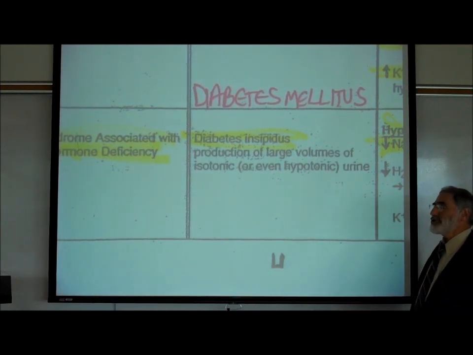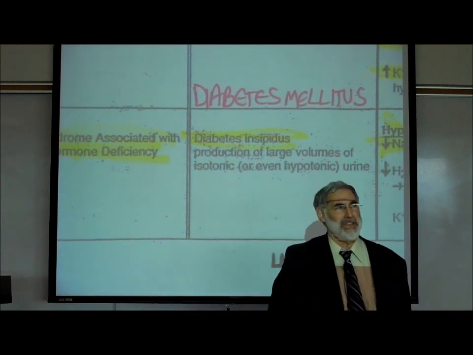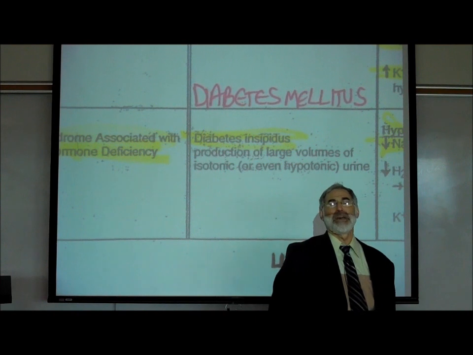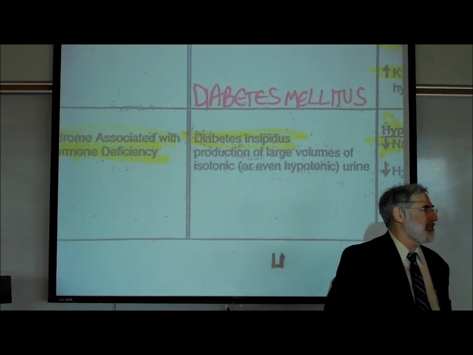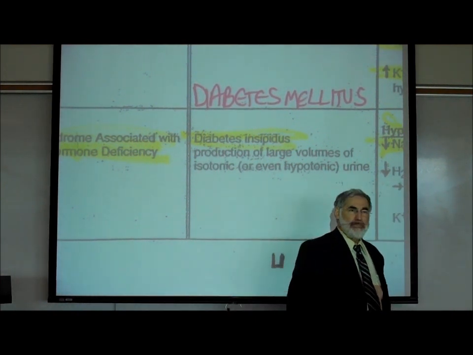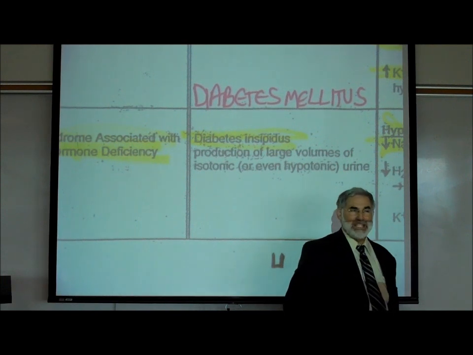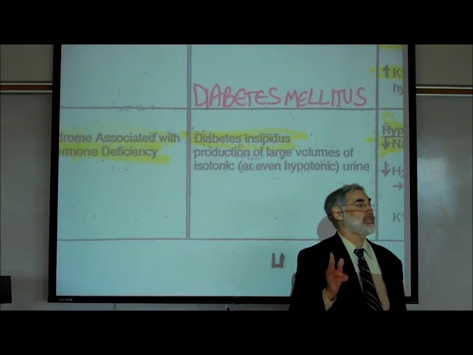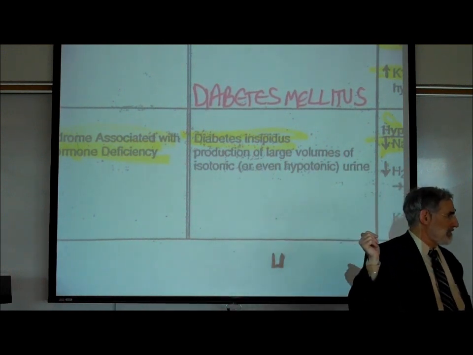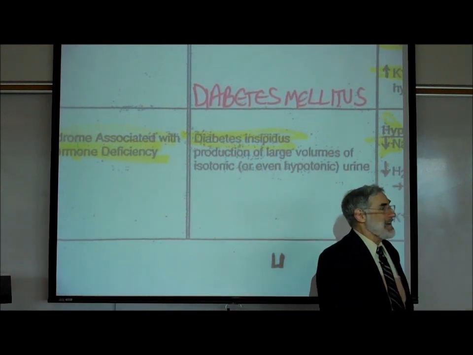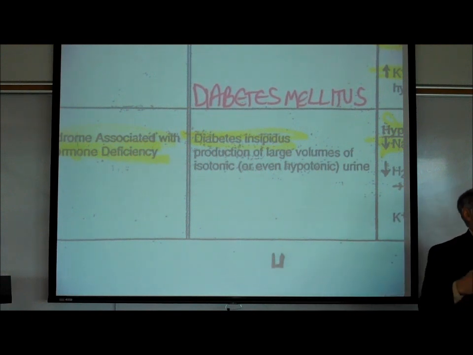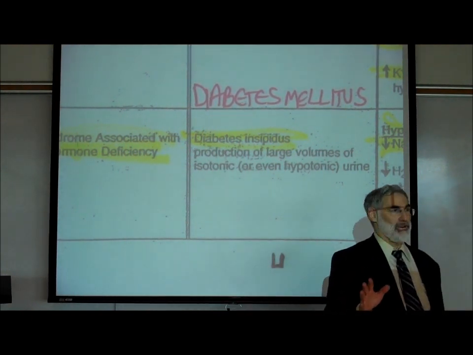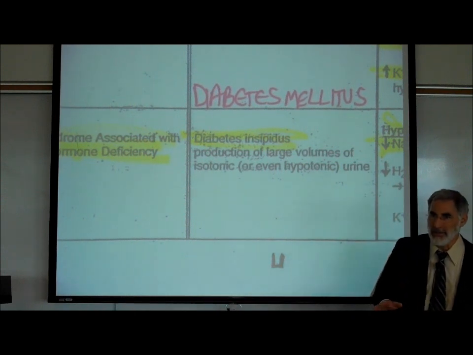These two conditions were recognized by the ancient Greeks. They didn't have spectrophotometers to measure sugar levels in the blood or the urine. When people peed a lot, they would taste their urine. And if it tasted sweet, they called it sweet pee or diabetes mellitus. If they were peeing a lot and it didn't taste sweet, they called it diabetes insipidus. So this has been known for quite a long time for people who had to pee a lot.